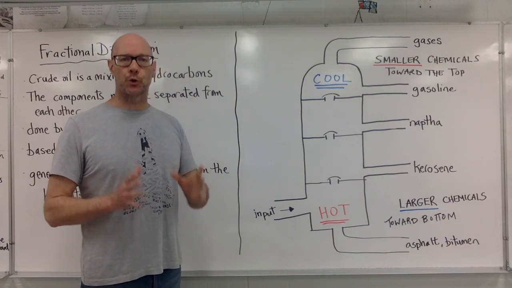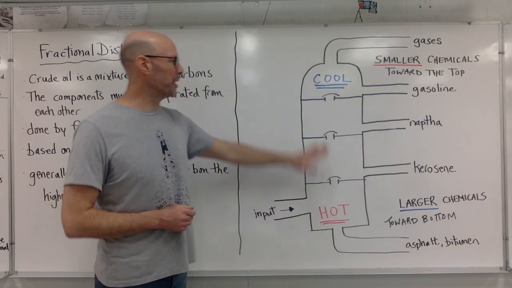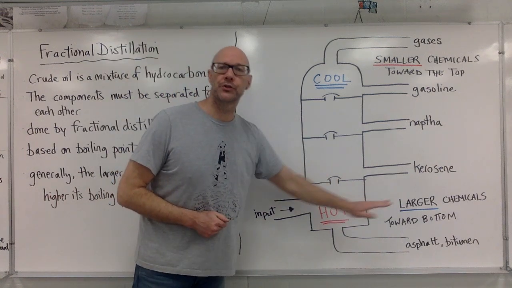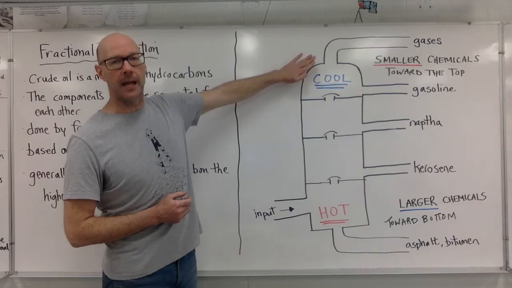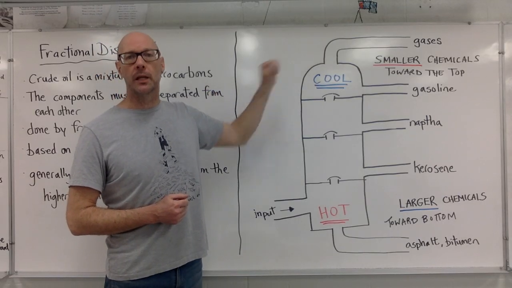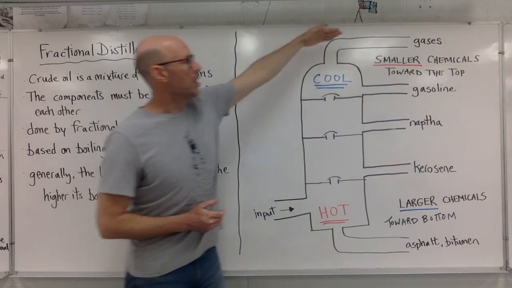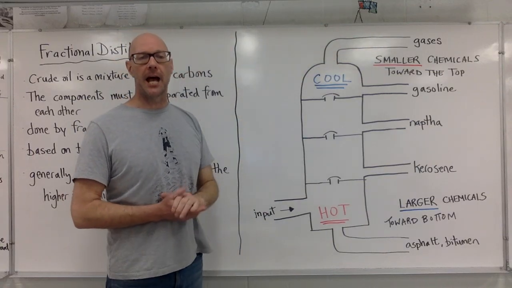So, two general trends in a fractional distillation tower. It's hot at the bottom and cooler at the top. And we find the larger chemicals toward the bottom of the tower, and the smaller chemicals with a lower boiling point towards the top. So much so that even gases are coming straight out the top of the tower.